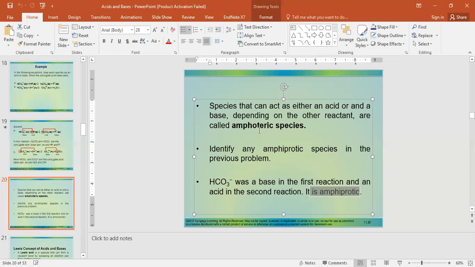Now, amphoteric is a broad terminology that defines a species that can act as an acid or a base depending on the other reactant or depending on the media. Now, ambiprotic is specific in the sense that in its behavior of an acid and a base, there is proton transfer and a proton acceptance.